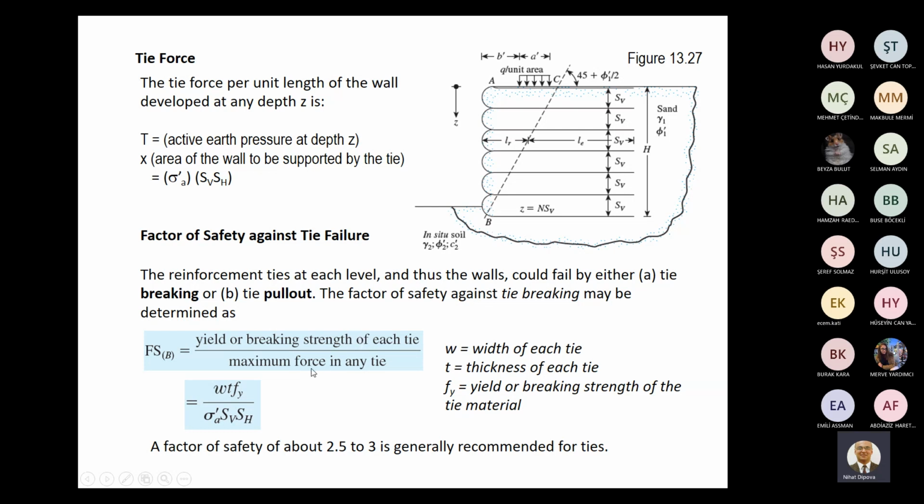Resisting strength divided by breaking force. Strength can be calculated. Breaking strength of material multiplied by cross-sectional area. Cross-sectional area, WT. W width, T thickness, so it's cross-sectional area. And maximum tie force, as given above, active stress multiplied by facing element area.